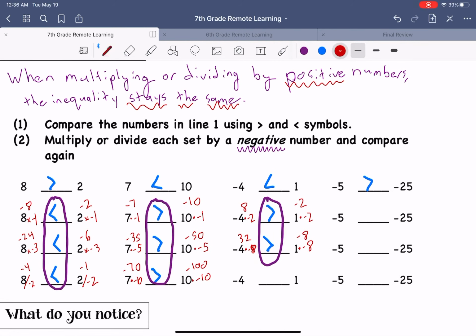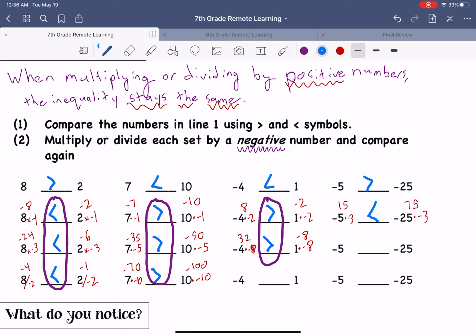Let's now try it where we've got two negatives. We're pretty sure at this point, I hope, that we see a pattern here that holds, but we should make sure with one more case just to check. Let's multiply by -3. So -5 times -3 is a +15. And -25 times -3 is a +75. And 15 is less than 75.